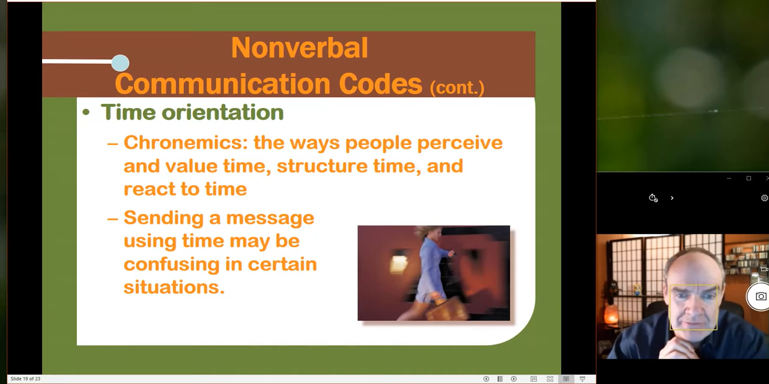Time orientation. Do you value time? Are you always late? What kind of message are you sending if you're late or if you're early? If you show up to an appointment early and the person's out there thinking you're stalking them, is that good? Is that bad? In your culture, how early is too early? How do you react if somebody's late? Time is a huge nonverbal clue, okay? It's going to send a message of what's important to you and what's not.